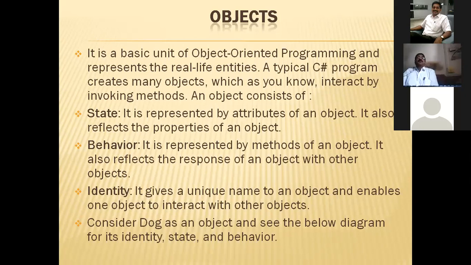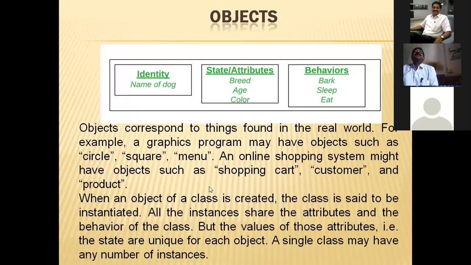For example, if we consider a dog as an object, let us see the next diagram for the identity, state, and behavior. What is this? The identity of that dog is the name of that dog. We also have our names, and our attributes are different also.